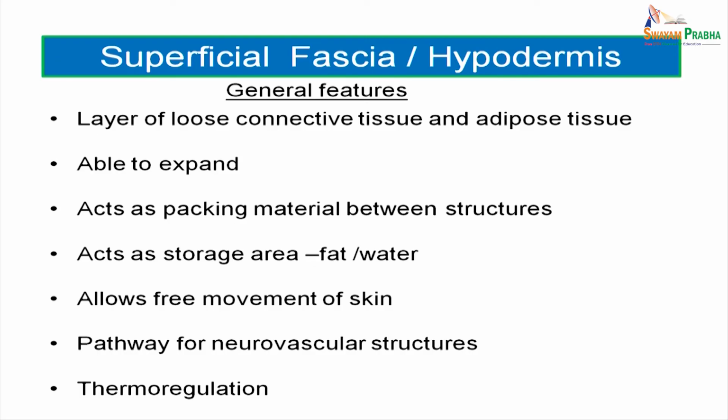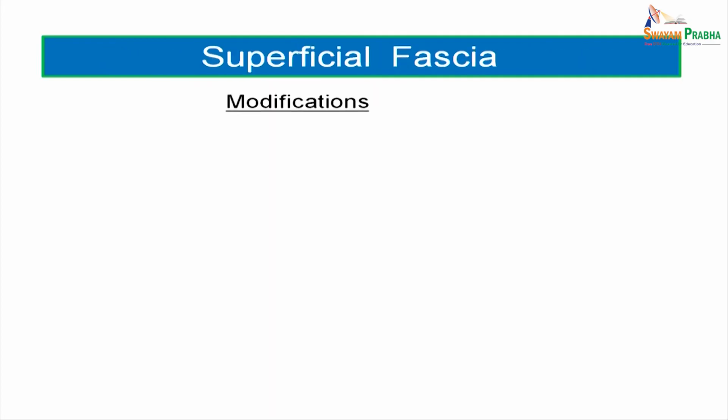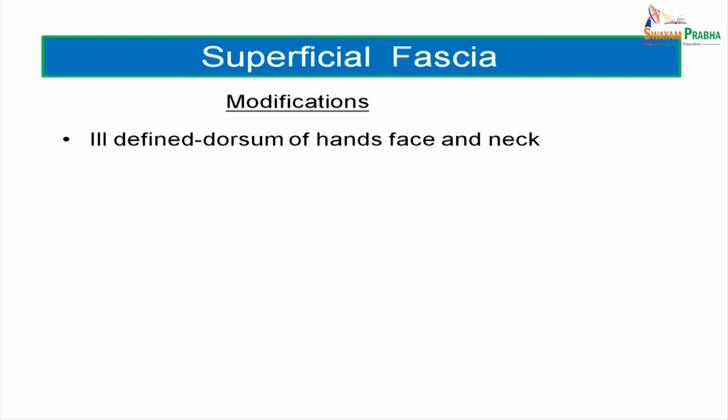So, these are the general features which are common to superficial fascia in any part of the body. So, in fact, they are just acting as a packing material, helping in thermoregulation and forming a pathway for the neurovascular structures to pass from the deeper structures to the superficial structures. Now, what are the modifications of these superficial fascia? So, in certain areas it is ill defined. For example, in the dorsum of the hands and in face and neck, they are all very ill defined.